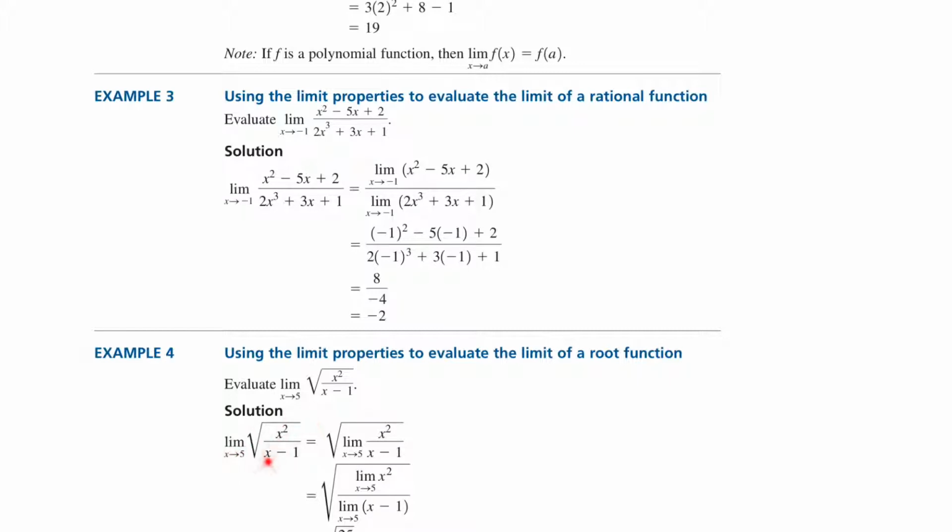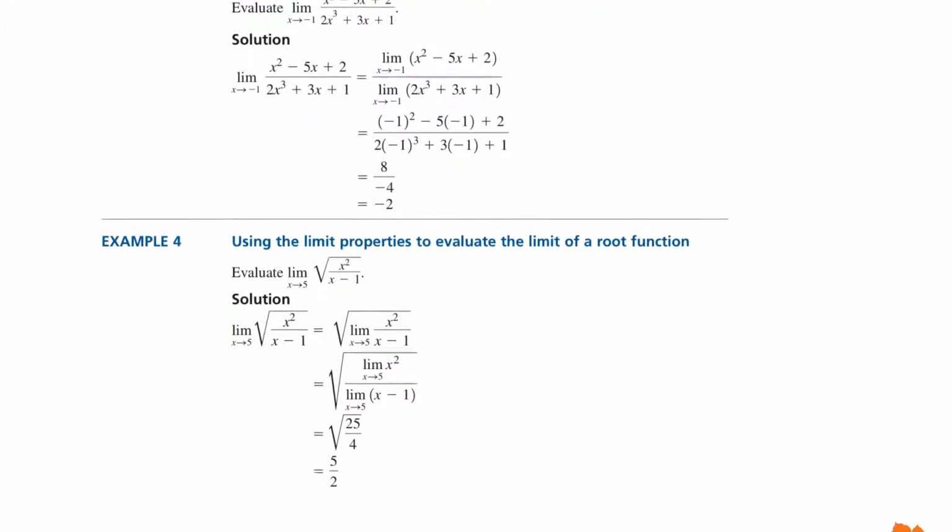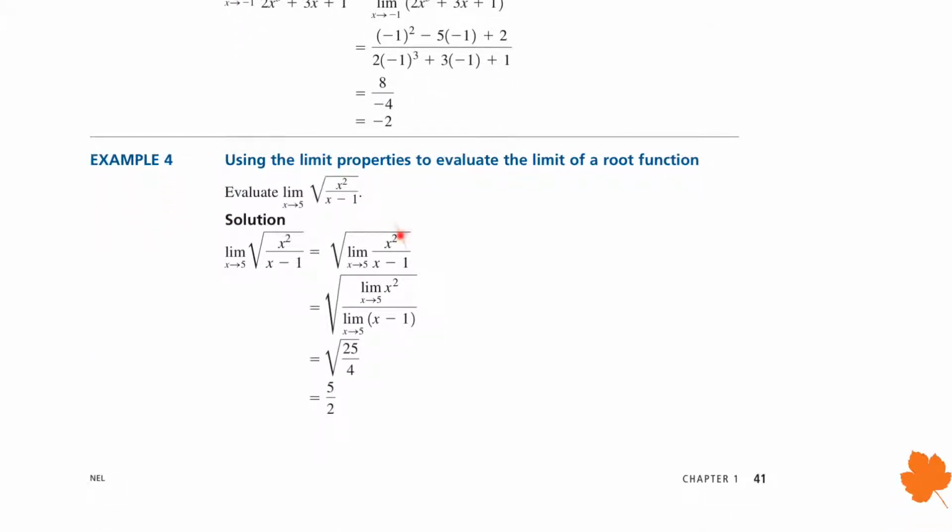The limit of the square root of x² over x minus 1 as x approaches 5. It is the same as the square root of the limit of x² over x minus 1 as x approaches 5. The limit of a division is the division of limits, and the limit of x² as x approaches 5 is 25. The limit of x minus 1 as x approaches 5 is 4. Therefore, the given limit is the square root of 25 over 4, which is 5 over 2.